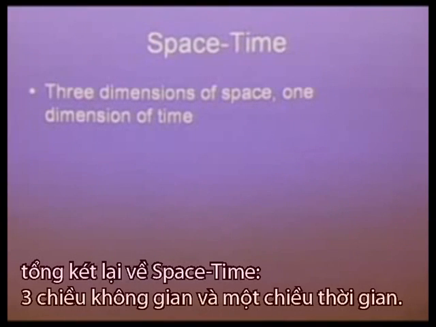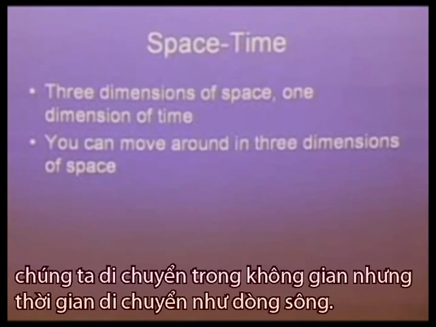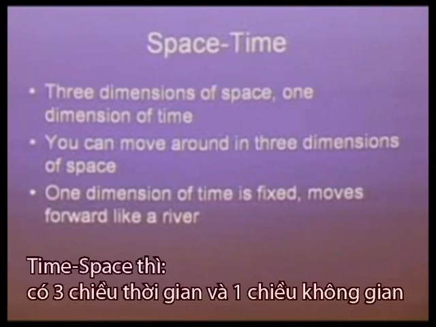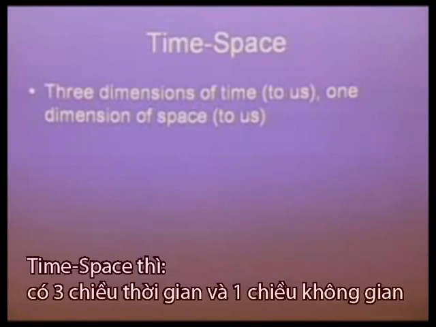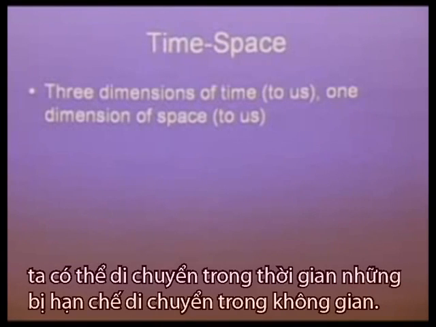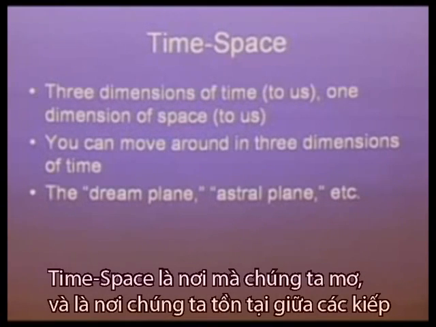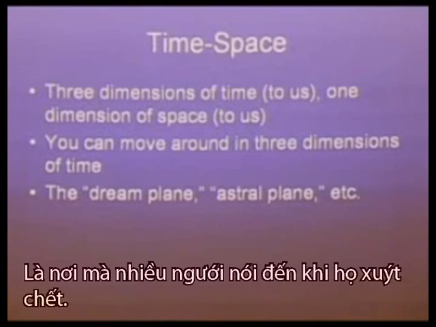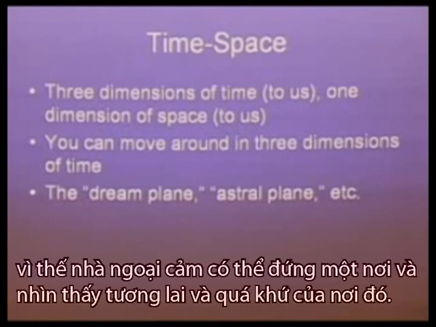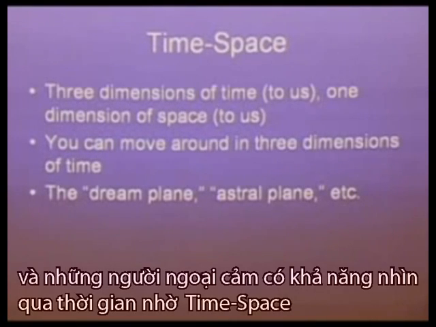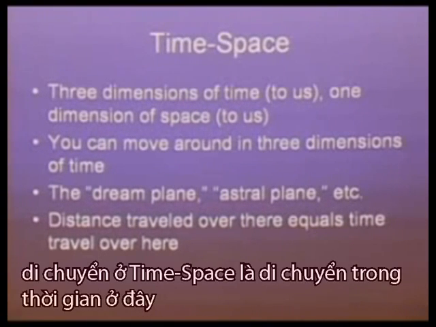So here's the basics of it again. Three dimensions of space and one dimension of time. You can move around in space, but you're fixed in time. It's moving forward like a river. When you go into time-space, what we would think of as time is now three-dimensional, and what we would think of as space is now one-dimensional. You actually move around in three dimensions of time. This is where we're having dreams. This is where we're having astral experiences. That's why a psychic in a particular place can actually look forward and backward in time in that location, because they're viewing through time-space. That's what your psychic function is. The distance you travel in time-space is actually time travel over here.